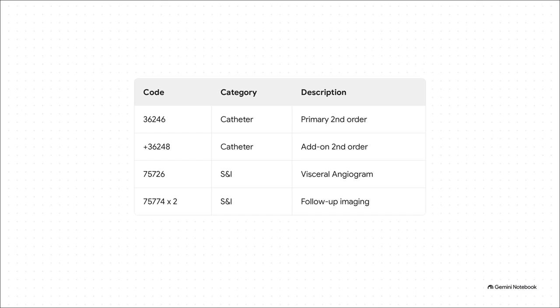Our complete operative string for this incredibly complex multi-branch procedure comes out to a really beautiful block of 4 specific codes. We start with 36246 for the primary catheter placement in the hepatic artery. Then, we tack on the add-on code 36248 for that additional placement into the splenic artery. We pair those physical codes with 75726 for the base radiological SNI of the visceral angiogram. And finally, we cap it off with 75774 times 2 units to capture the distinct, selective follow-up imaging in both of those second-order branches. Boom! The clinical scenario translates absolutely flawlessly into this exact coding sequence.